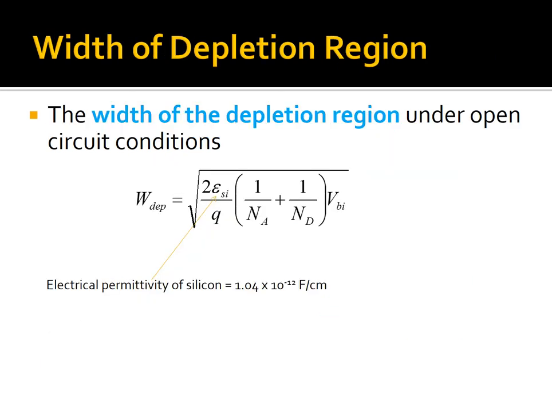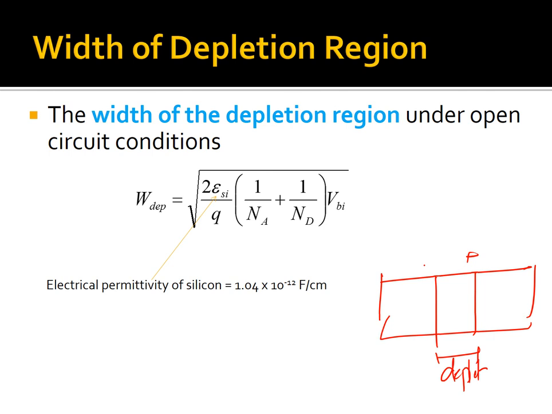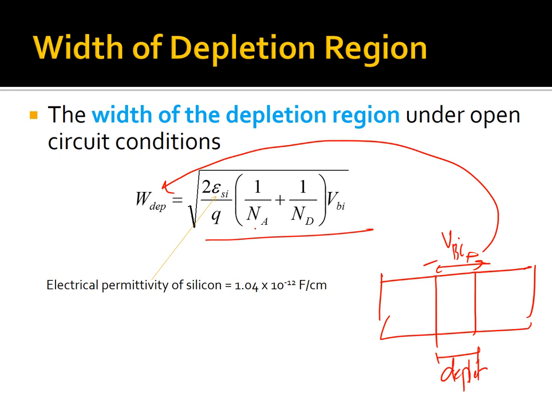The other thing is the width of the depletion region. For example, we get this depletion region. We know that we can get the barrier potential, and also the width of this depletion region. The width can be calculated using this formula. Here we have another parameter, which is the permittivity of the material. This is the permittivity of silicon. Then the charge, the concentration of acceptor and donor ions, and the barrier potential, which we calculate from the last equation. From these formulas we can calculate the width of the depletion region.